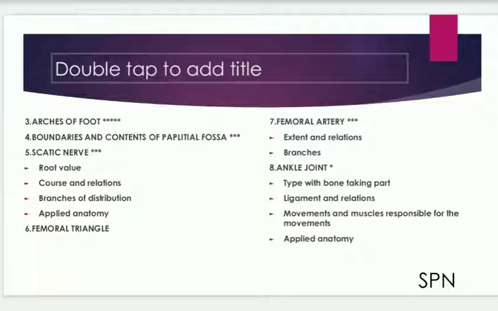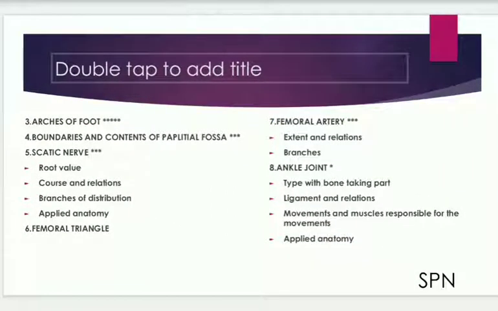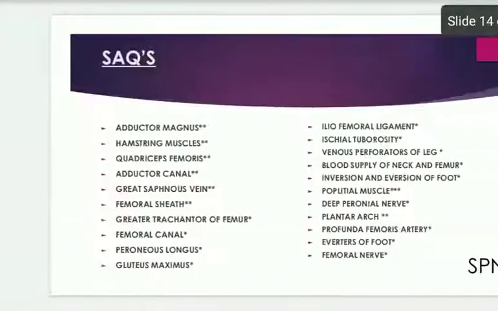In this we have longitudinal and transverse arches, boundaries and contents of popliteal fossa, sciatic nerve: root value, course and relations, branches, distribution, applied anatomy. Femoral triangle, femoral artery: extent and relations, branches. Ankle joint: type with bones taking part, ligaments and relations, movements and muscles responsible for the movements, applied anatomy.